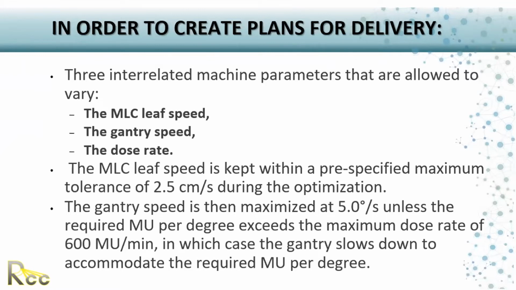So what we advise is to use FFF, use the high dose rate. Why stick yourself with 600 MUs? You are slowing the gantry speed to accommodate your MUs. Use the high dose rate, then everything will be back to normal speed.